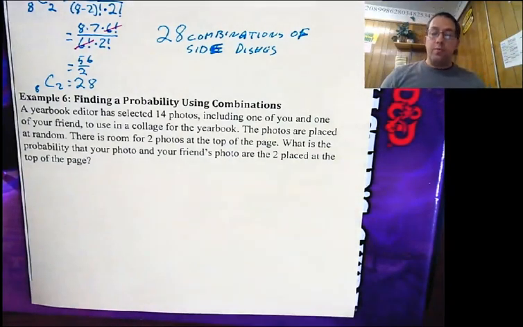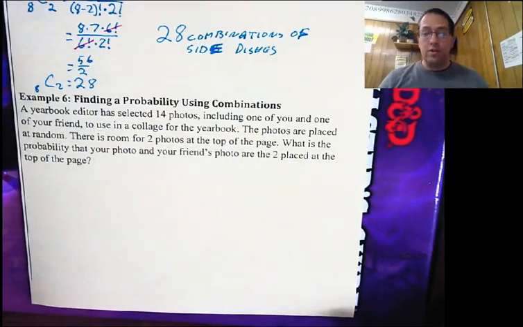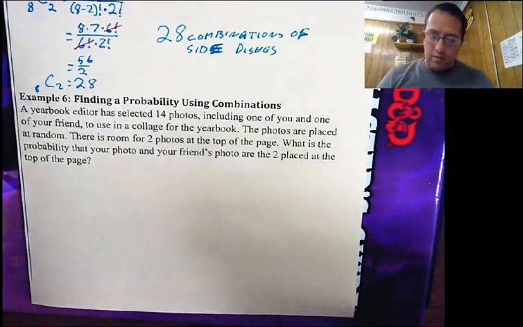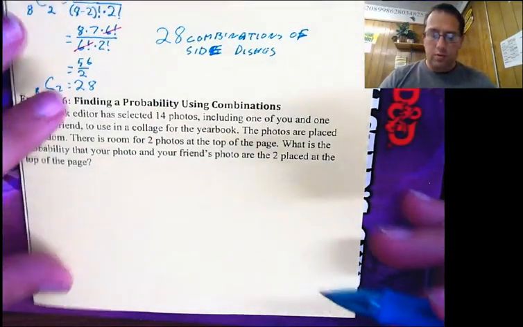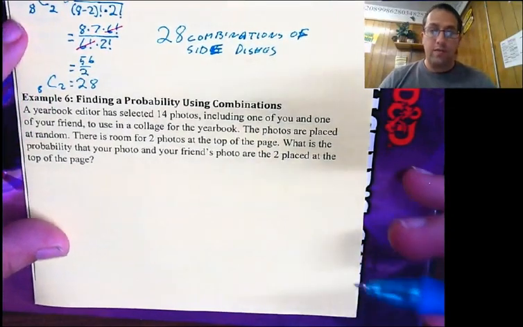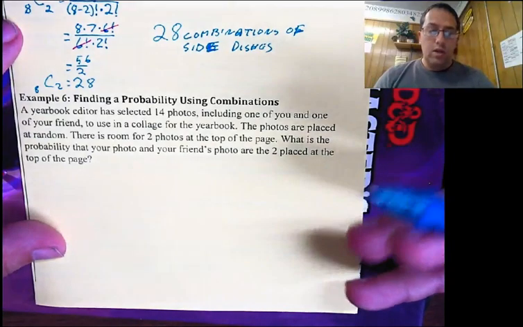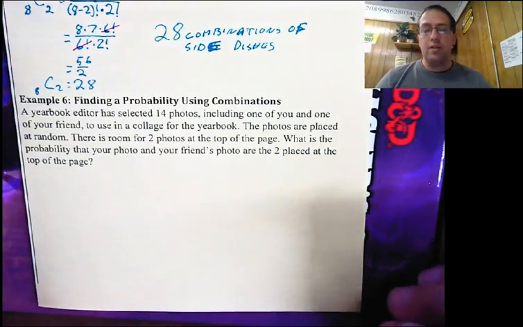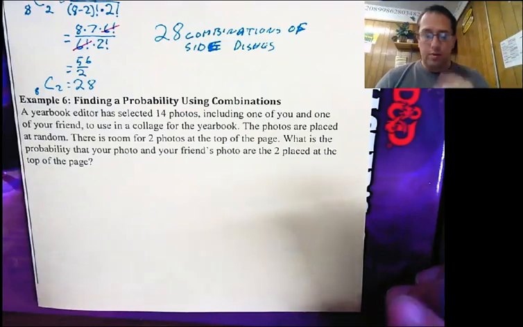Do we care what order the photos are below us? Nope. Don't care. We just care that we're at the top. Right? So, order doesn't really matter here. Now, if you remember, probability is favorable over total. So we need to know how many total combinations are there. Now, what we're not looking at is how many total combinations are there for the entire thing. What we're looking at is how many different combinations can there be for those top 2 slots, right?